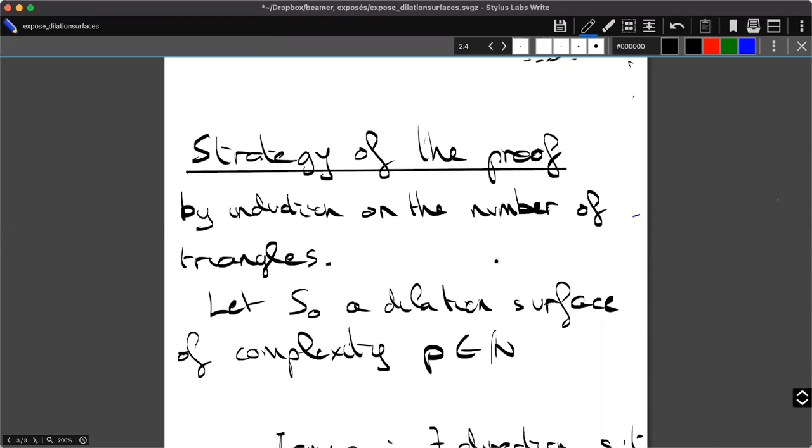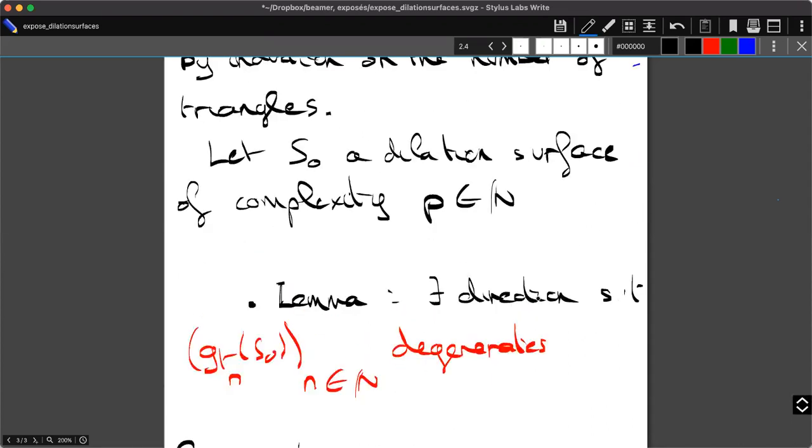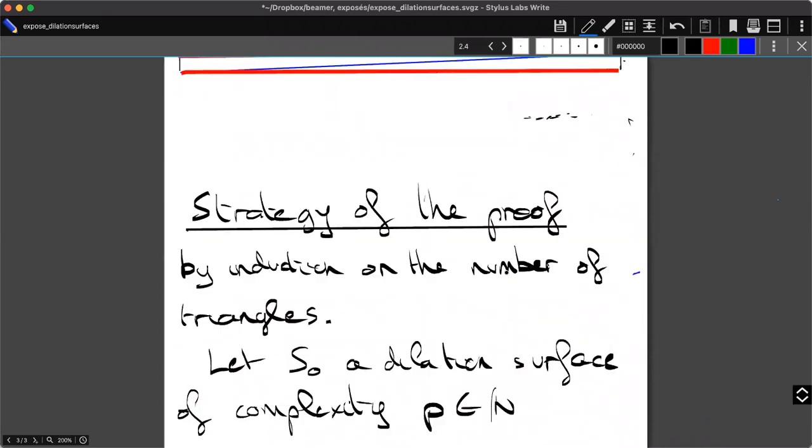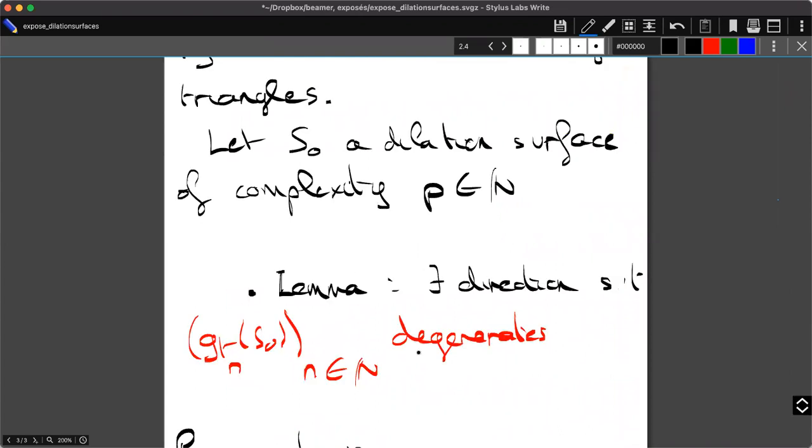And so there is a first lemma. There is a direction. Forget about this story of direction, but you can use the Teichmüller flow to make the surface degenerate. So just applying this matrix to the polygon, you will be able to find a sequence of times such that the surface actually degenerates. So this is a sequence of polygons that degenerates. So this is the first thing to do.